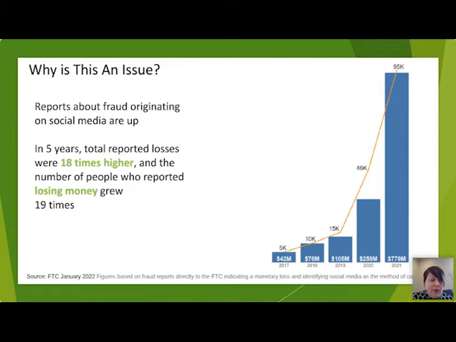In the last 5 years, the total reported losses were 18 times higher, and the number of people who reported losing money grew 19 times that of even 5 years prior. So it's an incredible uptick in fraudulent activity specifically for social media.